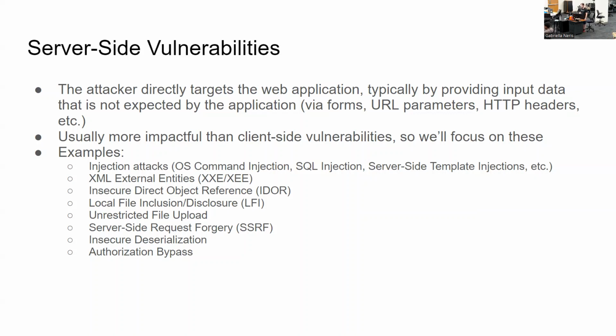There's XML external entities, which isn't so common anymore, but it'll definitely appear on some CTFs. Insecure direct object references, local file inclusions, unrestricted file uploads, server-side request forgery, insecure deserialization, and authorization bypass. So you see there's a lot of different vulnerability types here. Part of web exploitation is just learning them one at a time, and then eventually you'll see them again and you'll remember what you did the first time you exploited it.